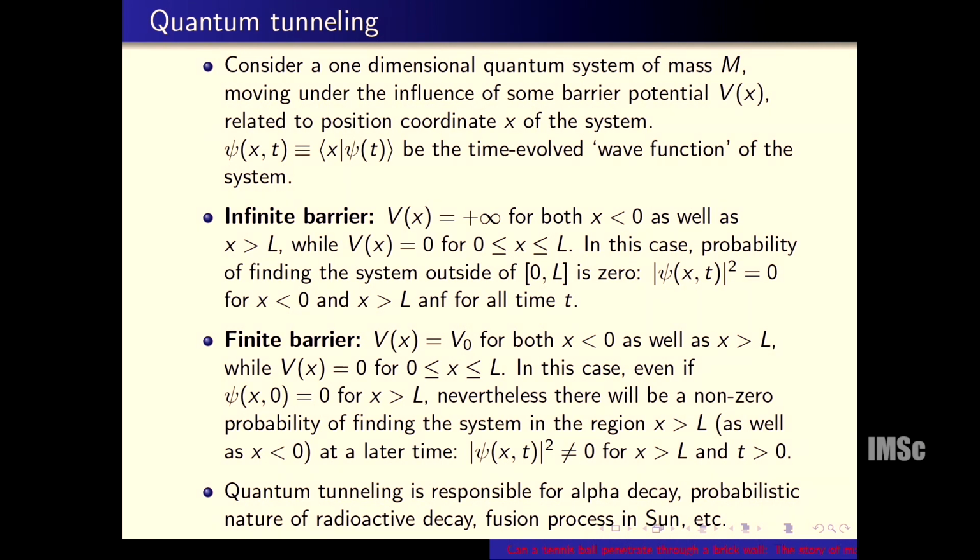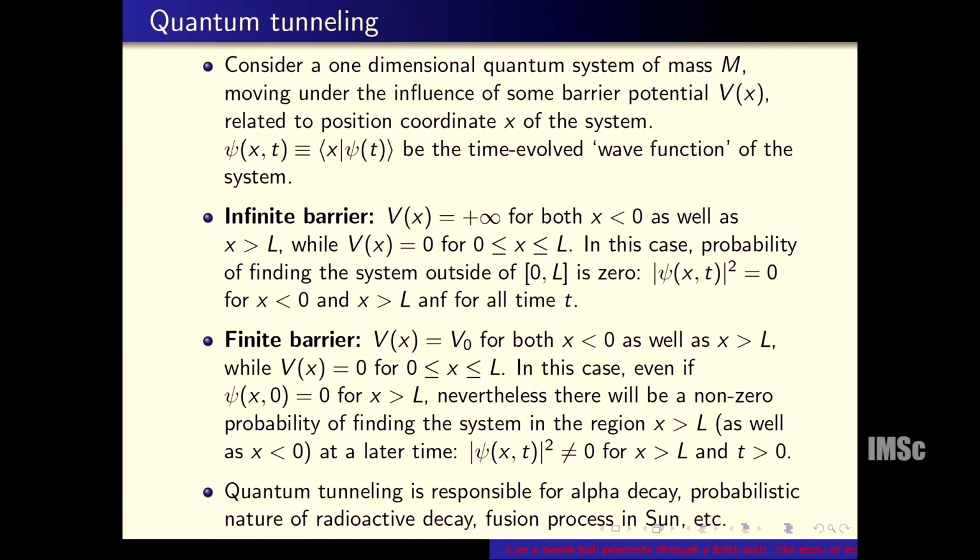So the question of tunneling does not come. Once you confine your particle within this infinite barrier, it cannot come out of that. But if you have a finite barrier potential, like V of x is some finite positive quantity V naught for x less than 0, also x greater than L, and 0 inside this box, 0 to L, then even if your initial wave function is 0, let us say for x greater than L, so on the right side of the box, the probability of finding the particle initially was 0.